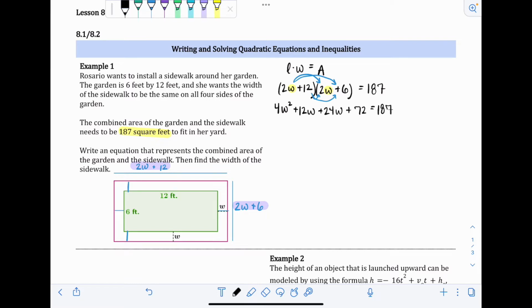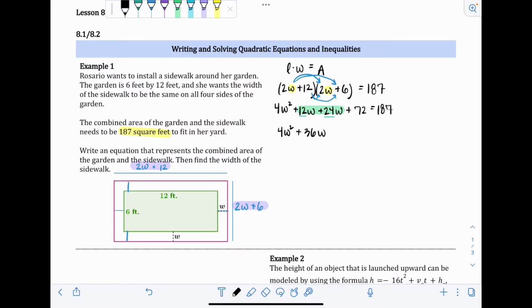And then from there, we can do a couple things. We can combine like terms. So the 12W and the 24W, we can combine those because they both have W to the first power. So 4W squared, and then when you combine like terms, you just add the coefficients. So we would add 12 and 24, so 12 plus 24 is 36.